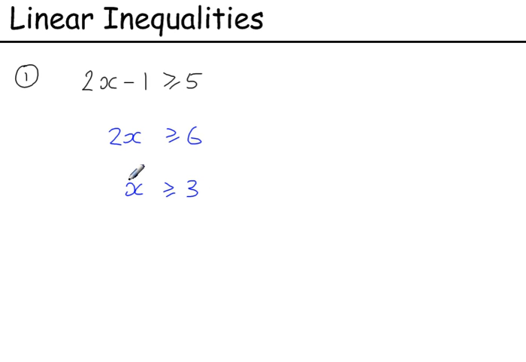If x is greater than or equal to 3, that also means that 3 is less than or equal to x. If you're solving linear inequalities and you end up with this as your final step in your working out, make sure you rewrite your final answer like this. It should start with x.